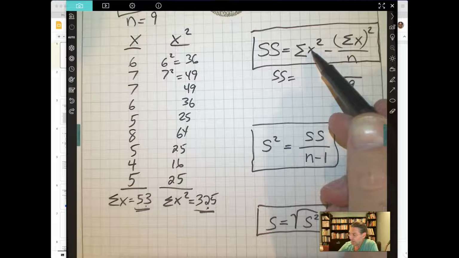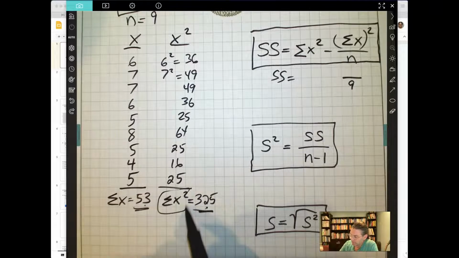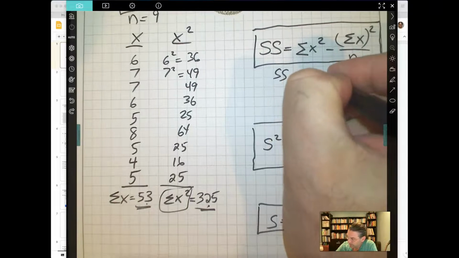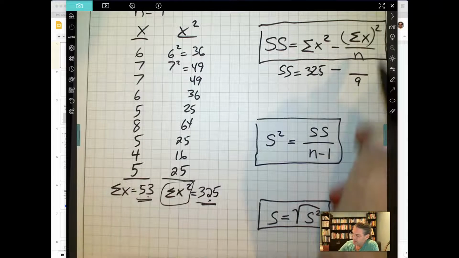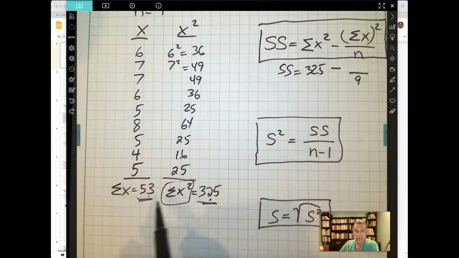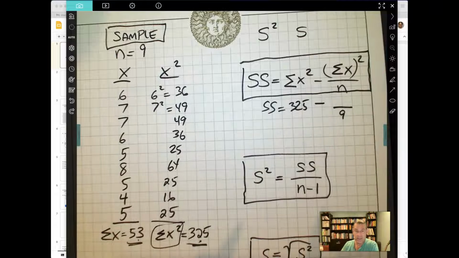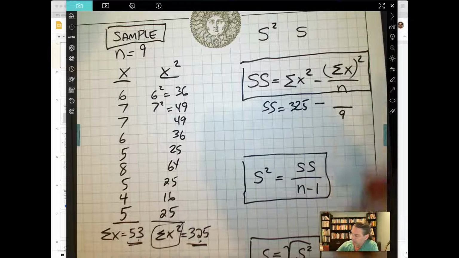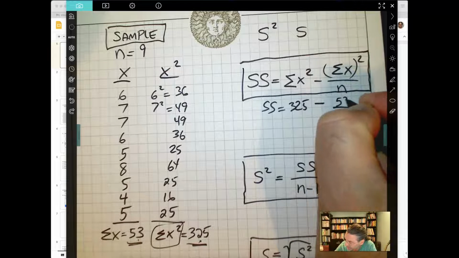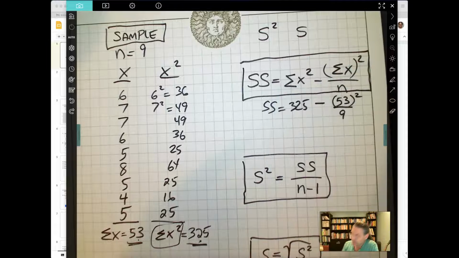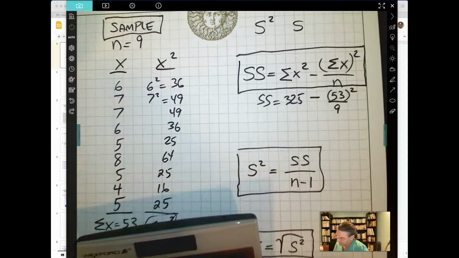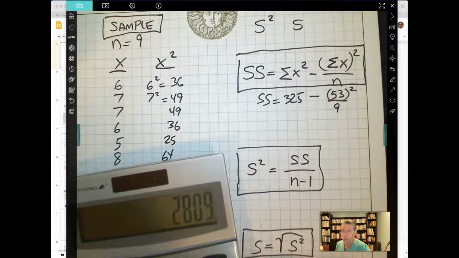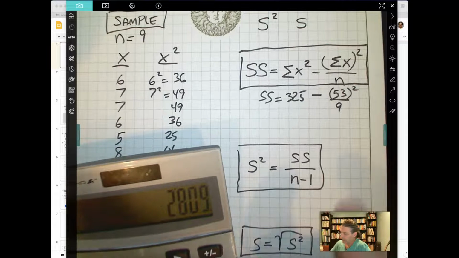This is sum of x squared. That's that symbol right there. So this is 325. And then minus. And then there's our sum of x. And that's inside the parentheses. So it's just sum of x. And that's why I put it inside the parentheses, so that it reminds me, this is that sum of x, 53, and then I'm going to square that. Okay, so 53 squared is 2809. And then I'm going to divide that by 9.